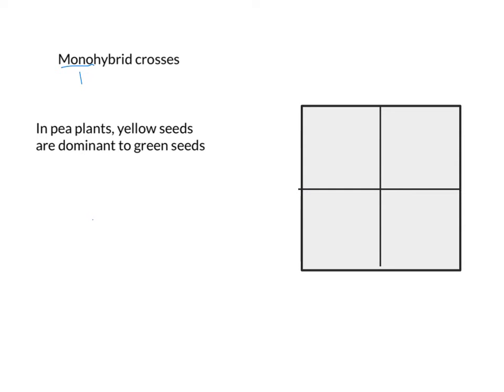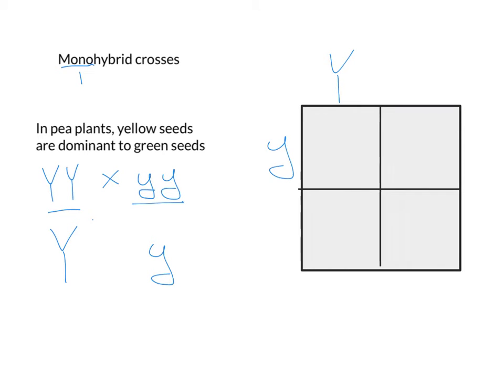So let's say I'm crossing one plant that's homozygous dominant for this trait to another plant that's homozygous recessive for this trait. Remember, what we're really doing here is trying to predict the outcome of meiosis. So we're looking at what possible gametes can be made by these plants. So this plant can make a gamete with only a big Y. Okay, so I would put this on one side of the Punnett square. And this plant can make a gamete with only a little y. So I'd put that on this side of the Punnett square.